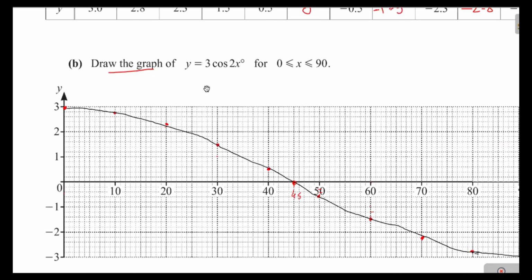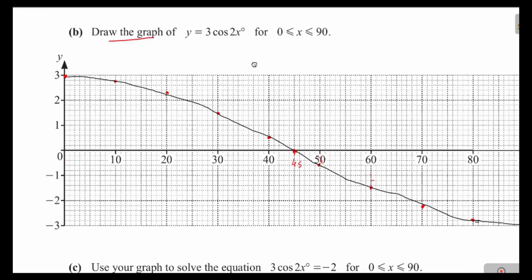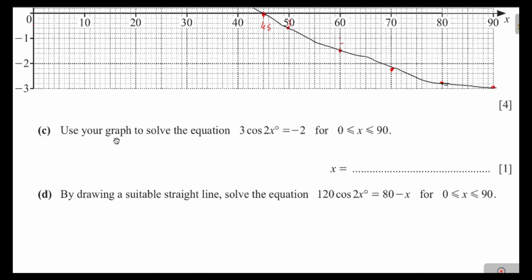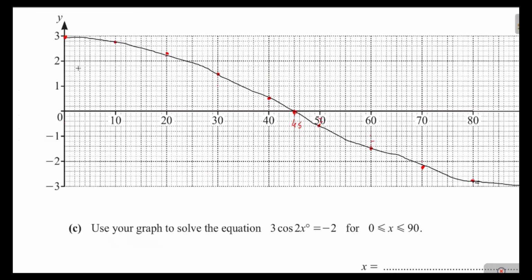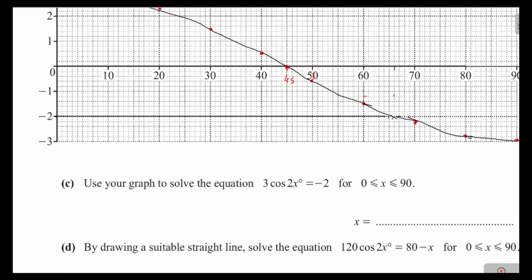And this is the graph y equal to 3 cos 2x degree. Now use your graph to solve the equation 3 cos 2x minus 2. Now you look here, the minus 2, this is the value of y equal to minus 2, and at this position, you see here, this value is the value of x, and this is 65 degree, and this is the answer.